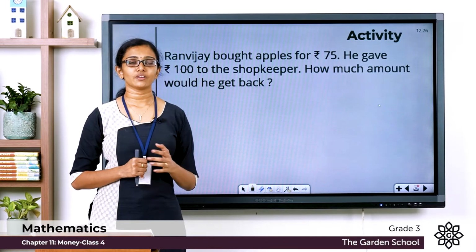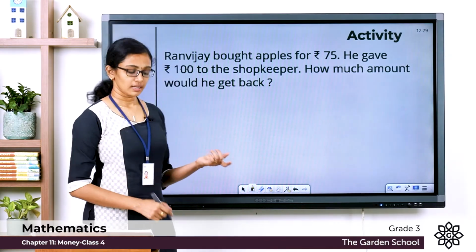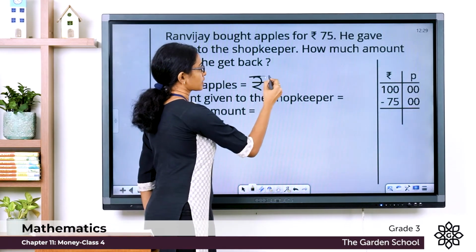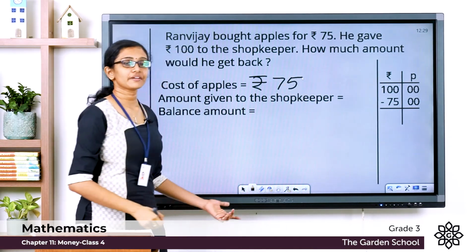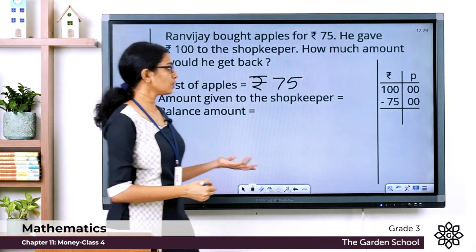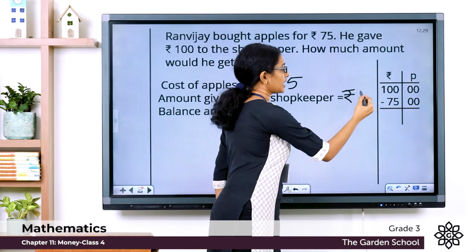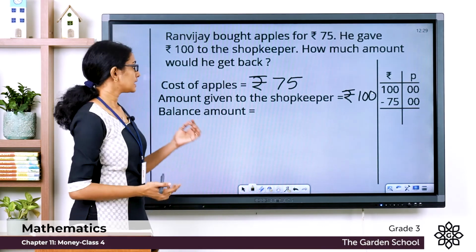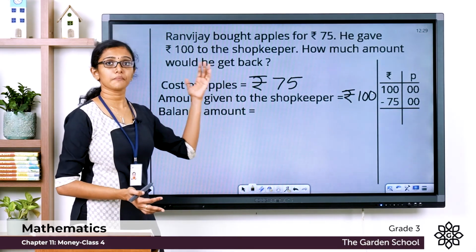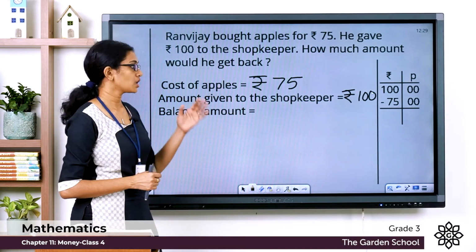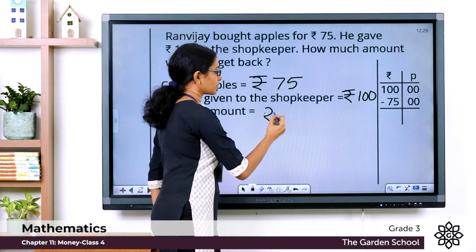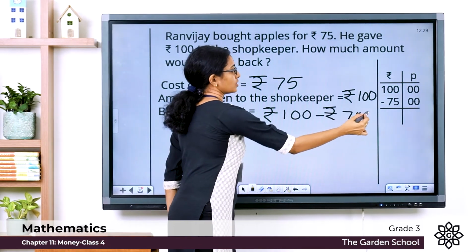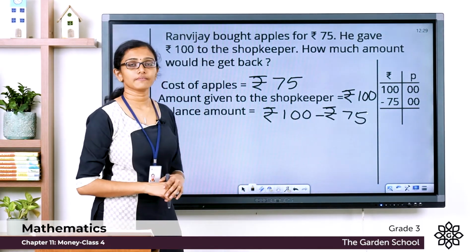Hope you're done with that. Now let's see the steps and the answer. The cost of the apples is equal to 75 rupees. And what is the amount Ran Vijay gave to the shopkeeper? He gave an amount of rupees 100. Now, the balance amount he should get will be the amount he gave to the shopkeeper minus the actual cost of the apples, which will be equal to 100 rupees minus 75 rupees.